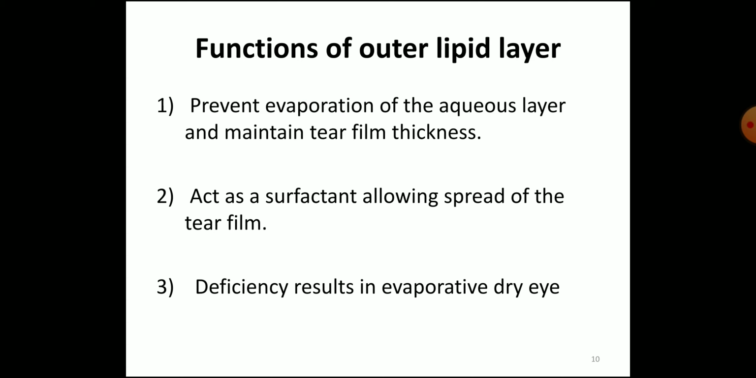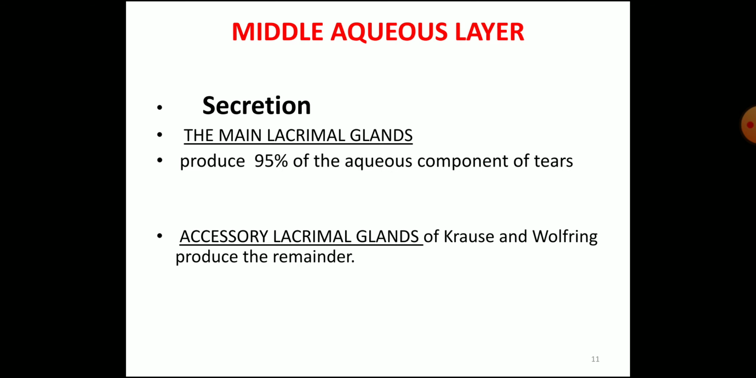We already said that the lipid layer prevents dryness by preventing the evaporation of the aqueous layer. So when the lipid layer is deficient, there will be evaporation, and so dry eye will be there.